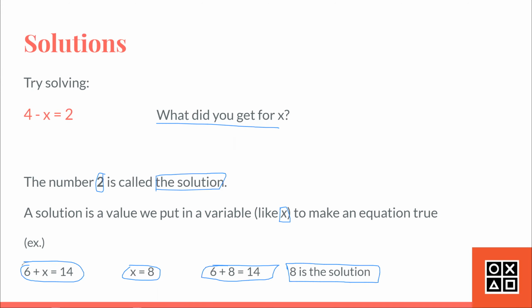So what we did here is that we solved for x by using the properties of equality. We subtracted 6 from both sides to get x equals 8. Then we went back to the original equation and substituted 8 in for x, because they have to be equal. And then we did 6 plus 8 equals 14, which is correct. And 8 is considered the solution for this equation.